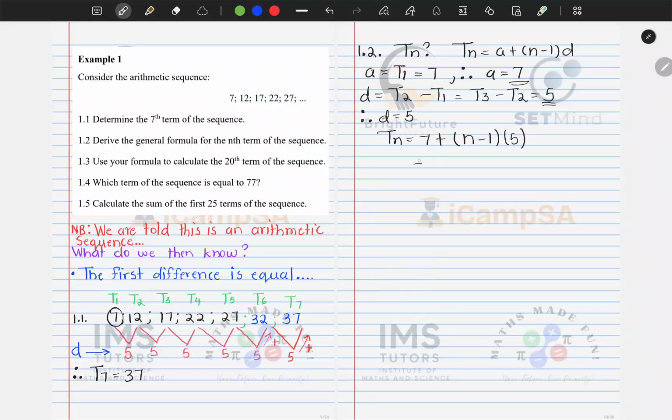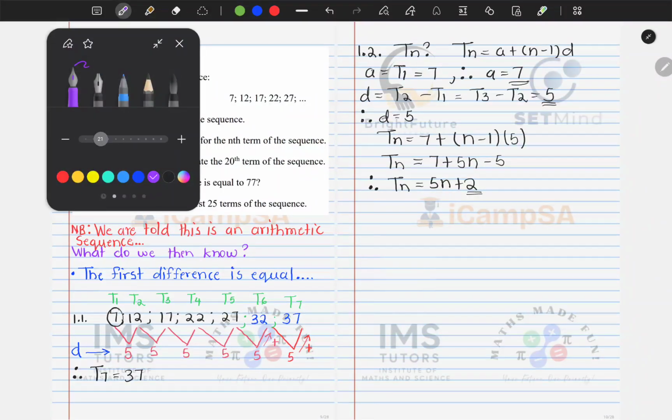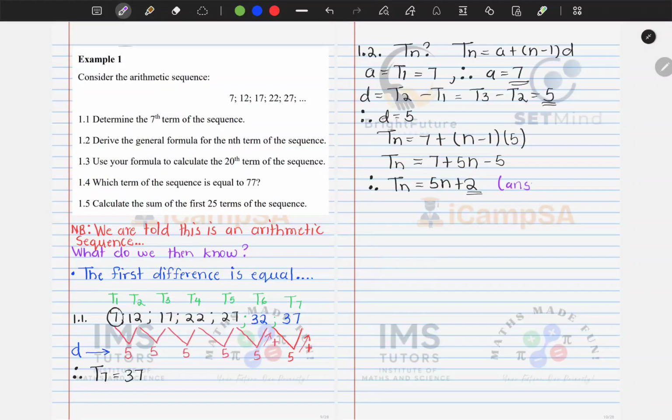If you observe carefully, this will be 7 plus 5n minus 5. So this becomes our Tn. If you look carefully, the 7 and the 5 will subtract, giving us the final answer for Tn as 5n plus 2. So this here becomes our answer for 1.2.